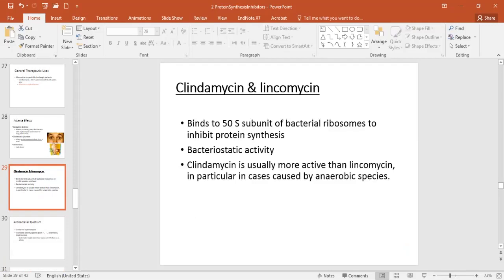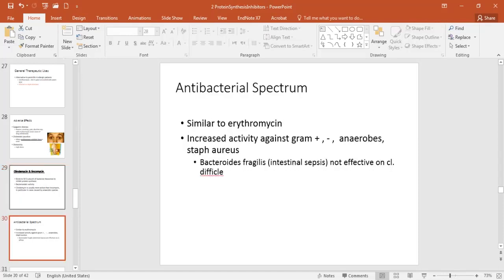Now we come to the clindamycin and lincomycin. Again, these bind to the 50S subunit of bacterial ribosomes to inhibit protein synthesis. They are bacteriostatic, and clindamycin is usually more active than lincomycin, in particular in cases caused by anaerobic species. The antibacterial spectrum is similar to erythromycin, and they have increased activity against gram-positive, negative, and anaerobes and Staphylococcus aureus.